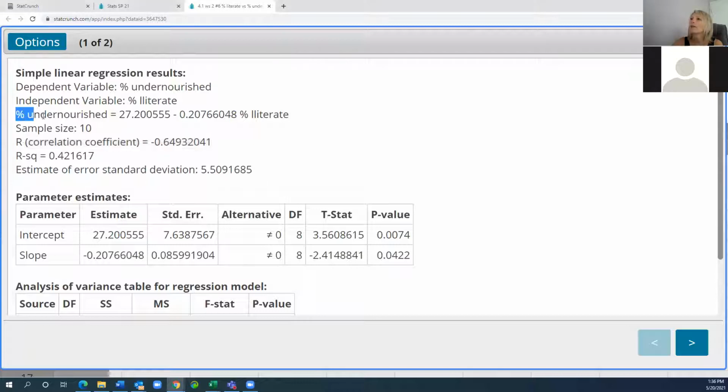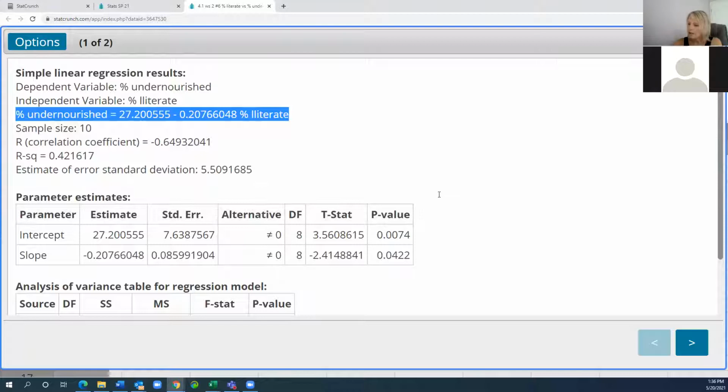Okay, so I'm going to highlight. Here's our equation. We're going to write on our under letter A, percent undernourished is really Y equals 27.201, I'm going to just go to 3 decimal places, minus 0.208 times percent literate, which is X. Okay, now I'll show you my paper here in a minute.